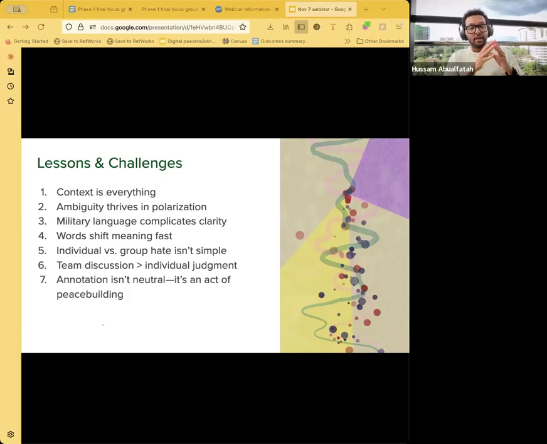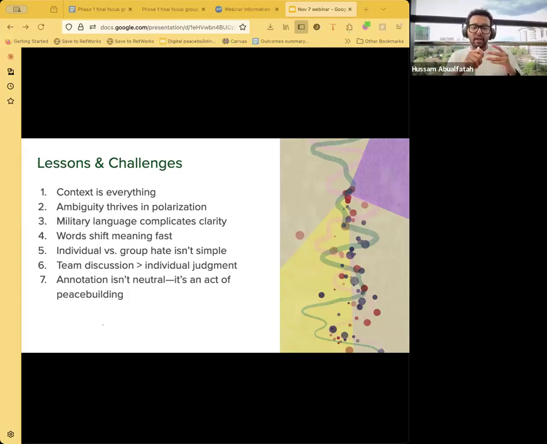The other thing is team dialogue beats solo judgment. I think our best practice and our best accuracy came from good reviews. We were so lucky to have six researchers who worked very hard to identify hate speech, and we discussed it on a weekly basis. I think arguing, debating, and agreeing on things, that collaboration built trust and reduced bias while we were working.